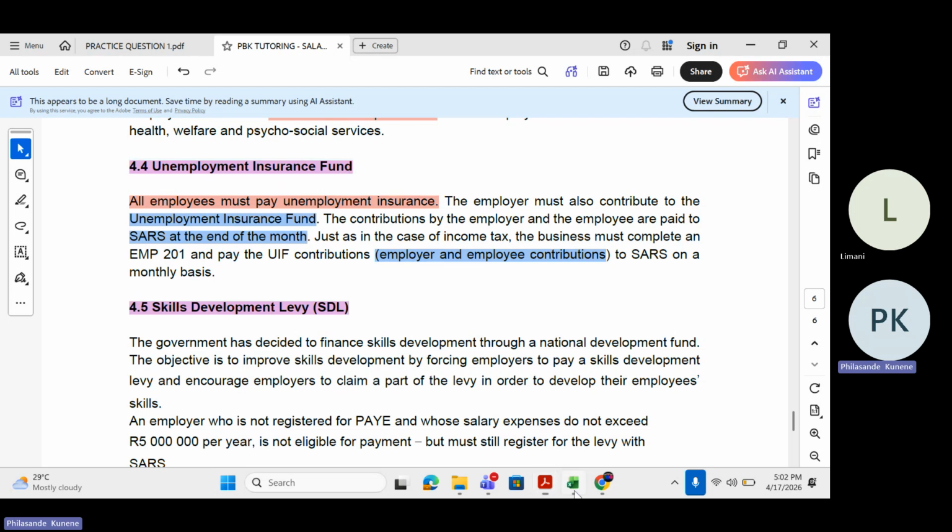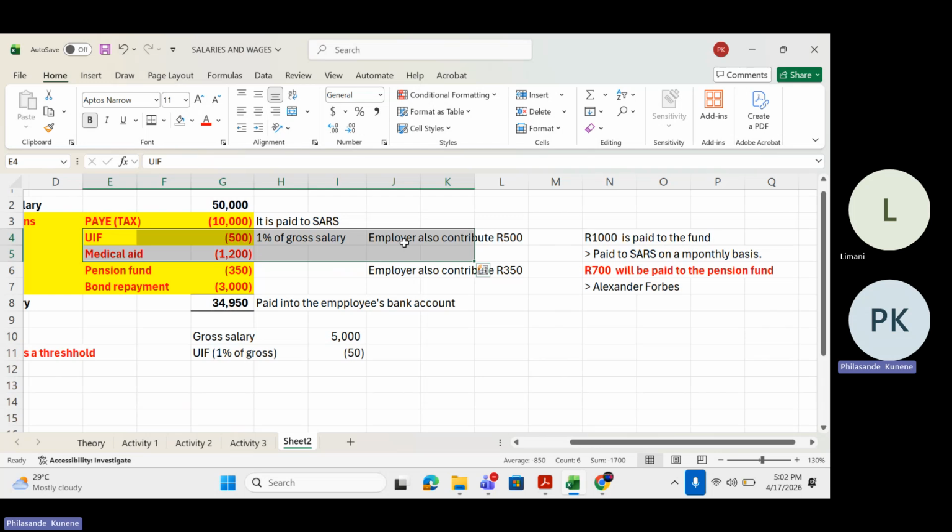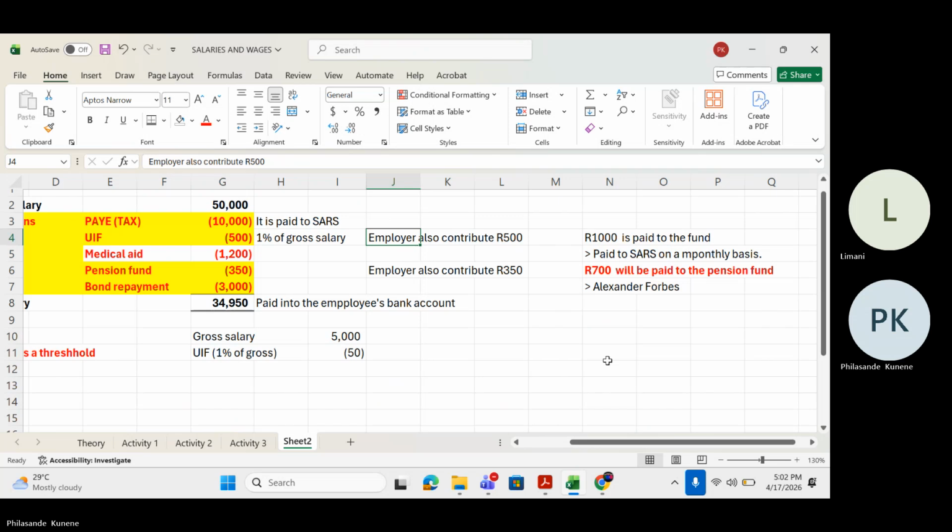It's not like you're throwing them away. When you contribute to UIF, you're not throwing these monies away, but they will help you in future during the time where you lose your job, right? Maybe some people work for 5 years, then they're unemployed for 4 or 5 months, then they find another job. Within that period where you're still looking for another job, you're not getting a salary, UIF will pay you.